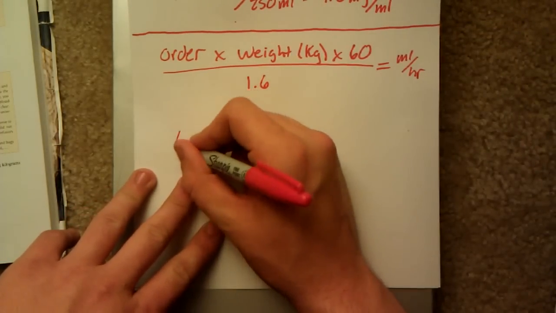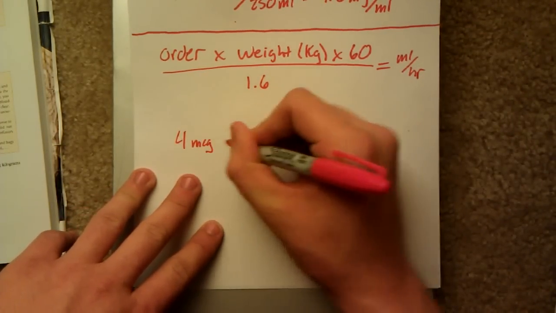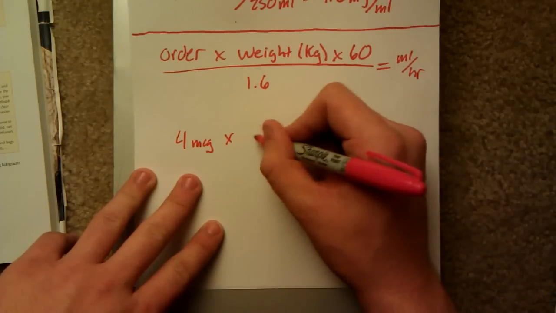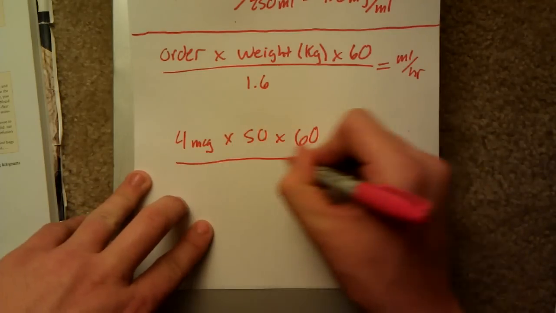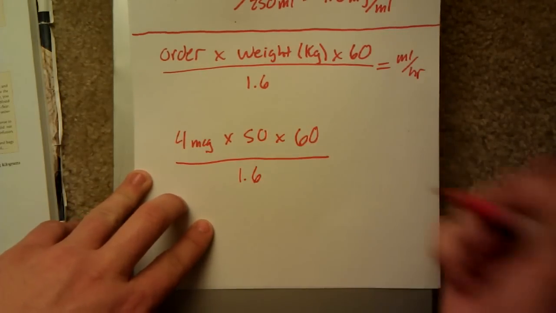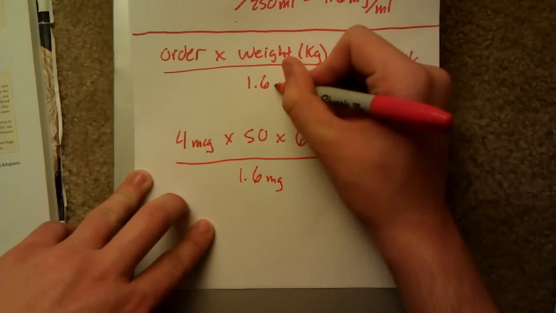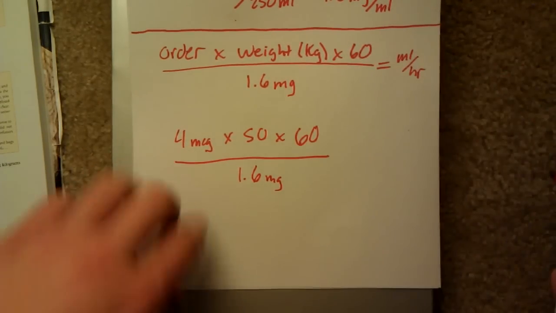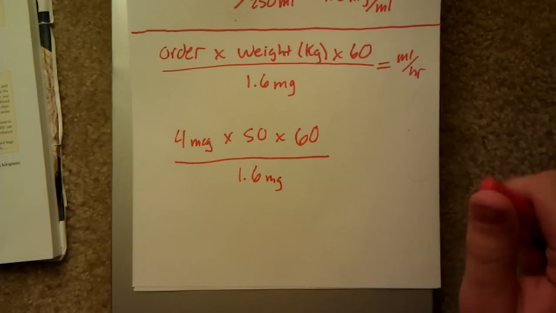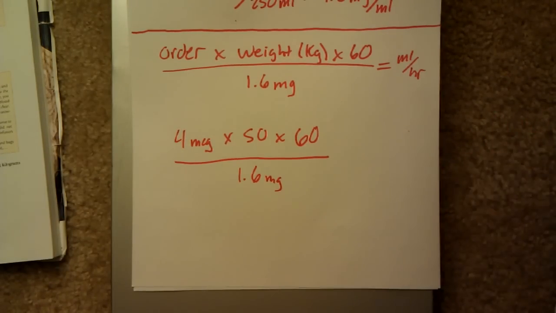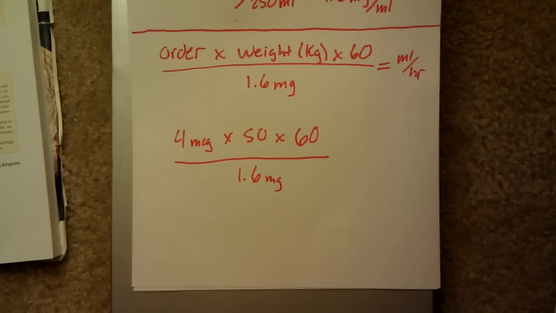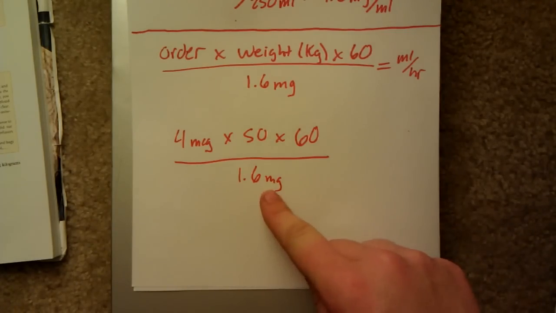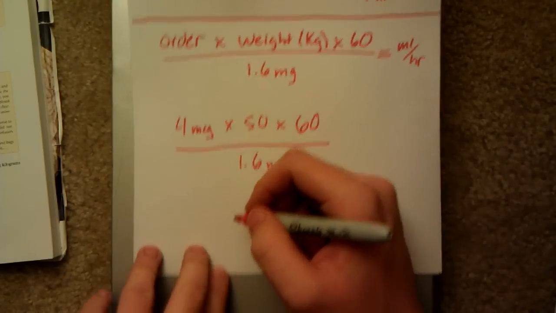So we have our order of 4 micrograms per, our weight is 50, per minute, with 60 minutes in an hour, all over 1.6. Now you may notice that this 1.6 is milligrams and not micrograms. Of course, we want to get our drug calculations right, or else we have the tendency to kill patients. So we're going to go ahead and convert. We know that 1 milligram has 1,000 micrograms. So in order to convert this milligram to micrograms, we're simply going to multiply by 1,000.